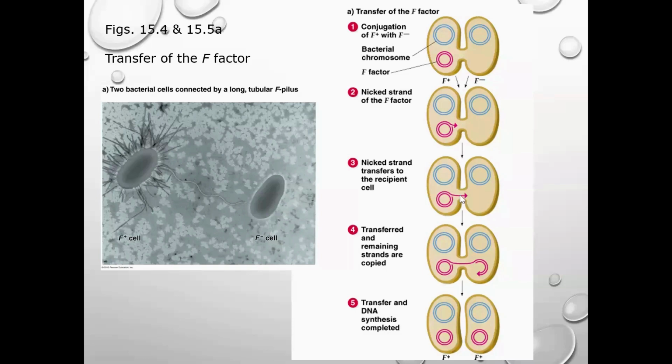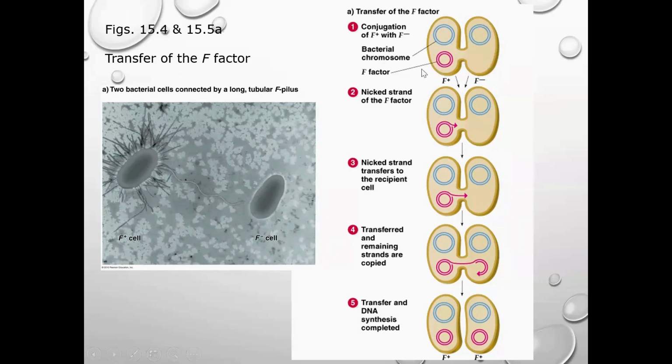It is only diagrammatically shown, but transfer never takes place through the conjugation bridge. So in this conjugation between an F plus and F minus cell, this is the F plus cell. This blue color is the bacterial chromosome. This red color is the F factor or F plasmid, hence it is the F plus cell. This F minus cell does not have this F factor plasmid, hence it is called the F minus cell.